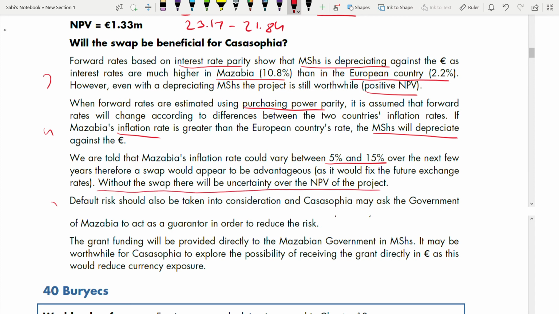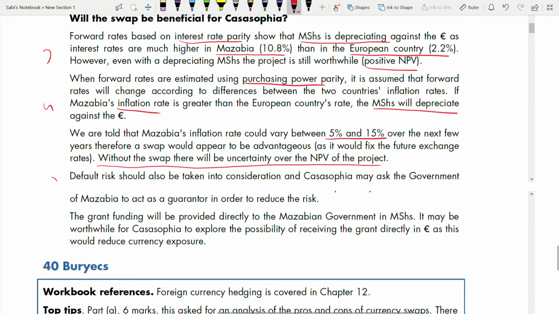Default risk should also be taken into consideration, and Casasophia may ask the government of Mozambique to act as a guarantee in order to reduce the risk. So default risk is possible. This is an international payment and receipt, right? So there's a very high chance of defaulting. So what happens in this case is they can ask the government to act as a guarantor in order to reduce the risk. That means the government is going to pay if the company is not able to pay.